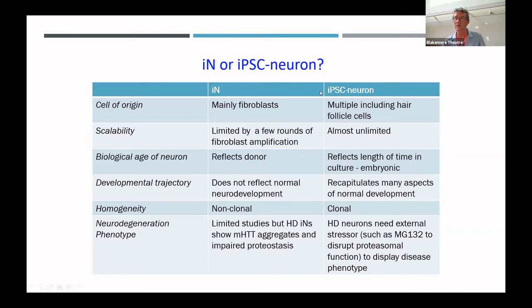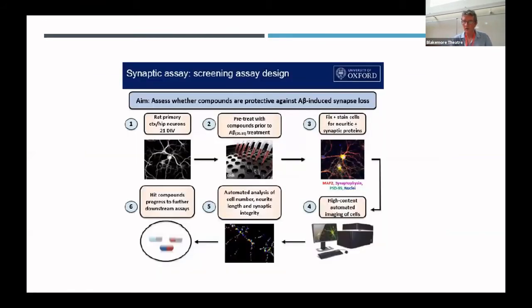But I think the argument comes down in favor of iPSC neurons every time. Maybe directly induced neurons can produce some validation system. But for all the problems with the lack of age in the iPSC neurons, it's hard to actually see the advantages of induced neurons. Last point, I've still got 5 minutes.